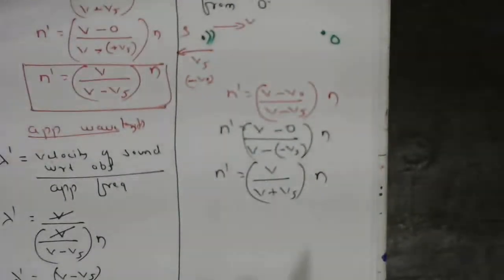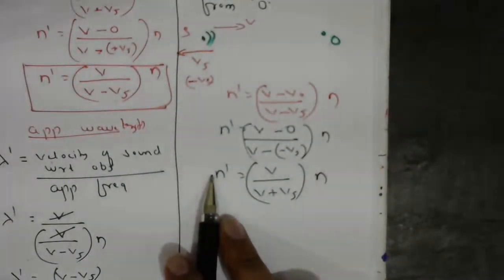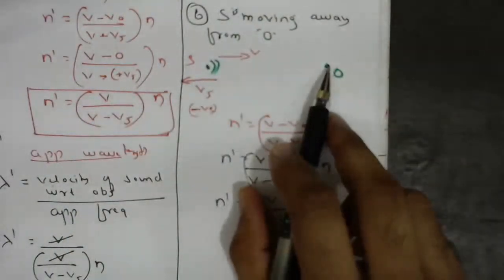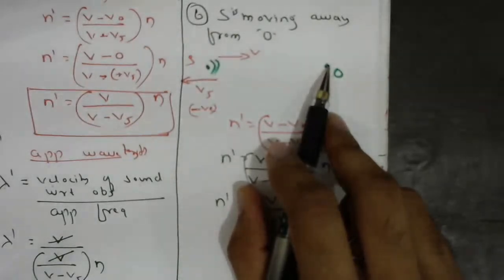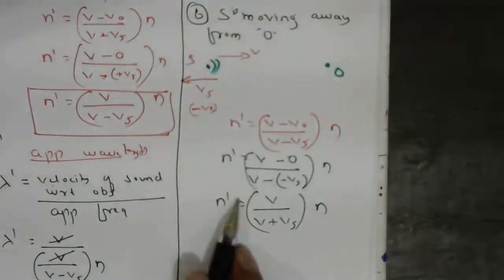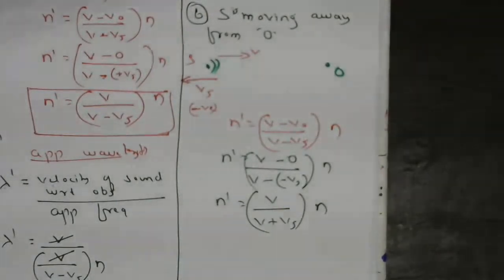Okay. Denominator term is increased. This will what happens? Decreases. When source of sound will move away from the observer, whatever sound heard by observer will be less than actual frequency. That's why this apparent frequency decreases when that source moves away from the observer.